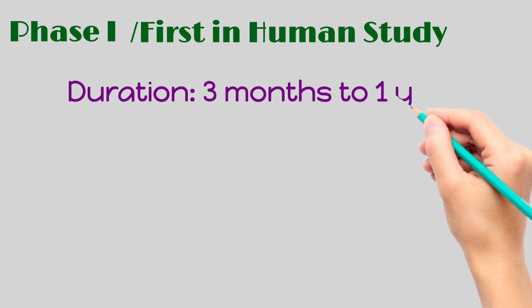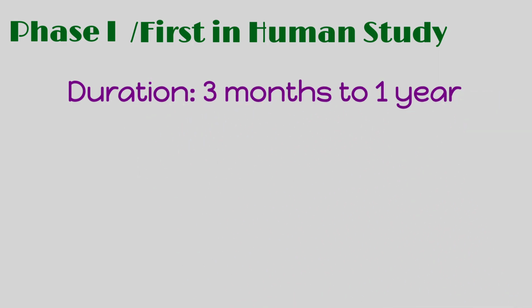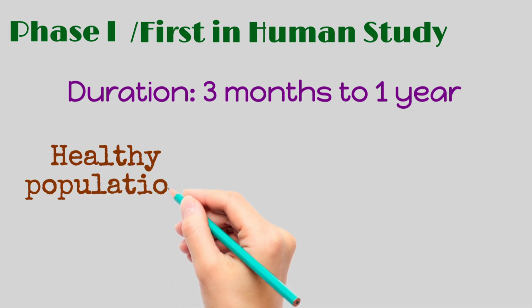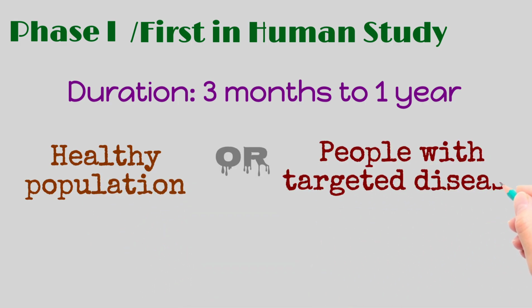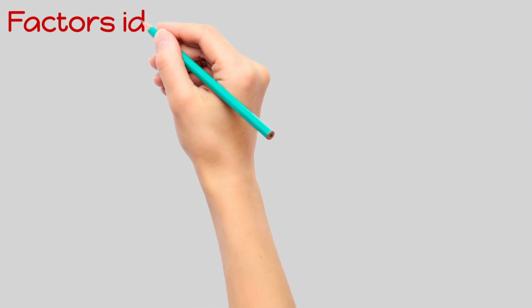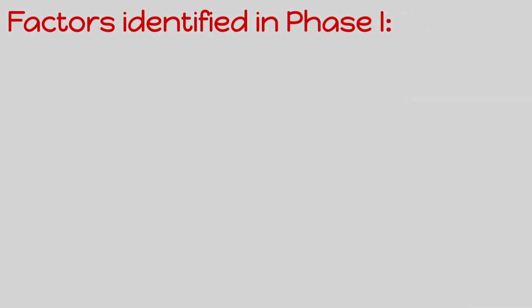Duration of this phase is approximately from 3 months to 1 year. This study is conducted in healthy population or people with targeted disease. Approximately 10 to 100 subjects are used in the study. Now let's discuss factors identified in phase 1 study.